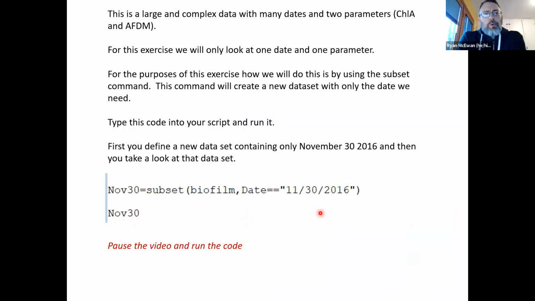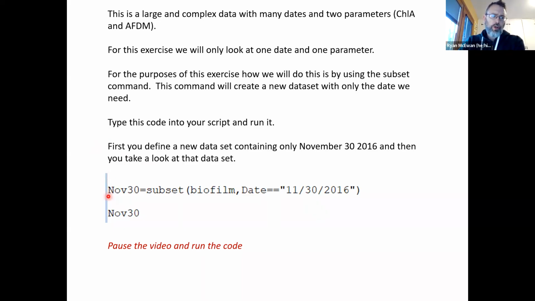Okay, so if you open it up, you'll see that it's a large and complex data set. This is an experiment that was conducted over the course of a year or more. And we can't analyze too complicated. But for the purposes of what we're doing in this exercise, we're just going to look at one date and one parameter. There's two parameters and many dates. So we're going to do a subset. And I've taught you subset already, but this is how we're going to do it.